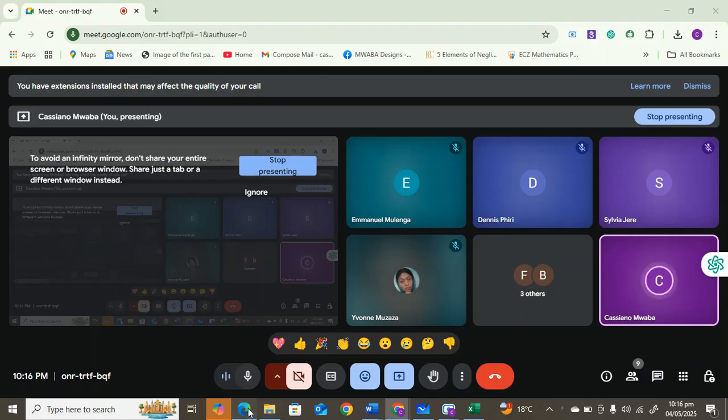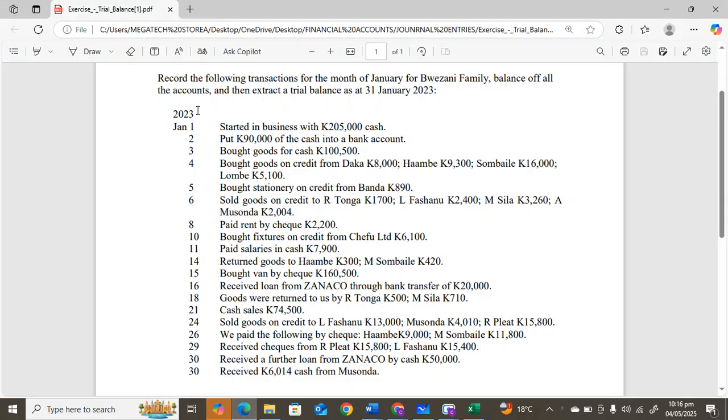Yes. So, we look at our first transaction. It says record the following transactions for the month of January for Boizani family. Balance of all the accounts and then extract a trial balance as 31st January 2023. So 1st January 2023, started a business with 205,000 cash.